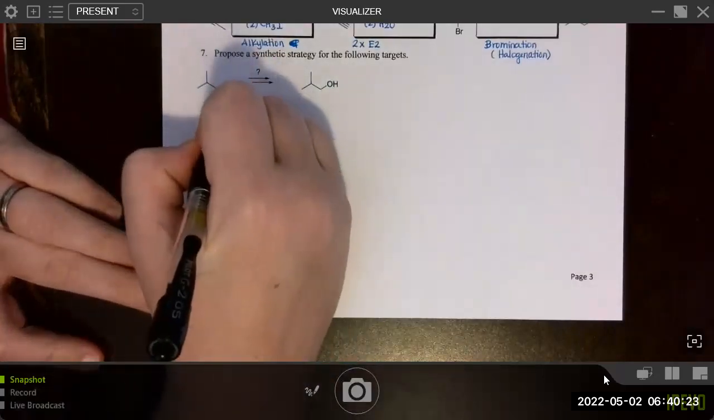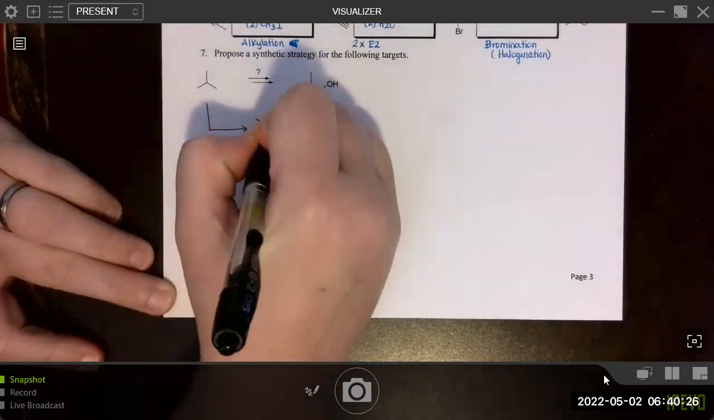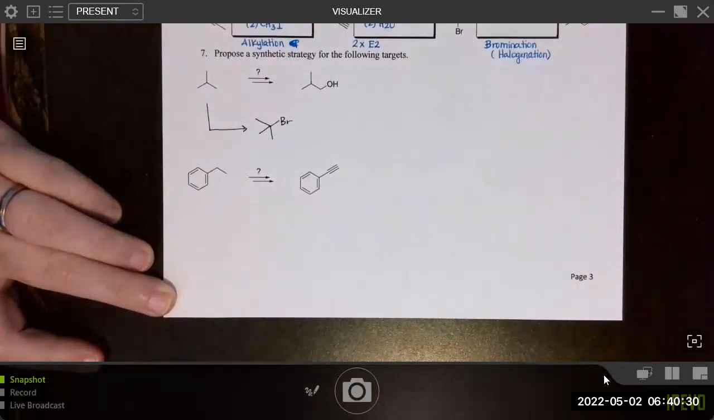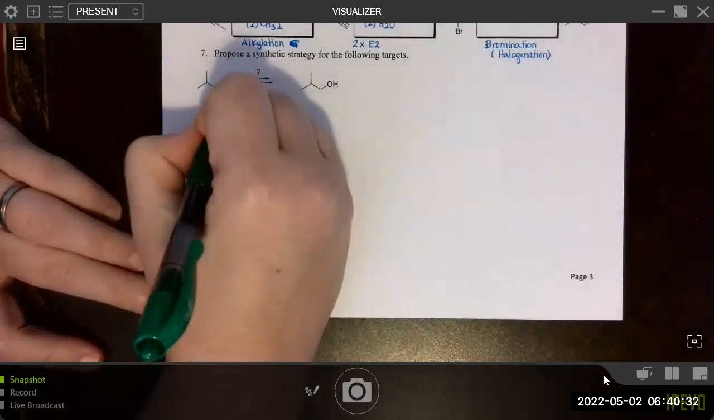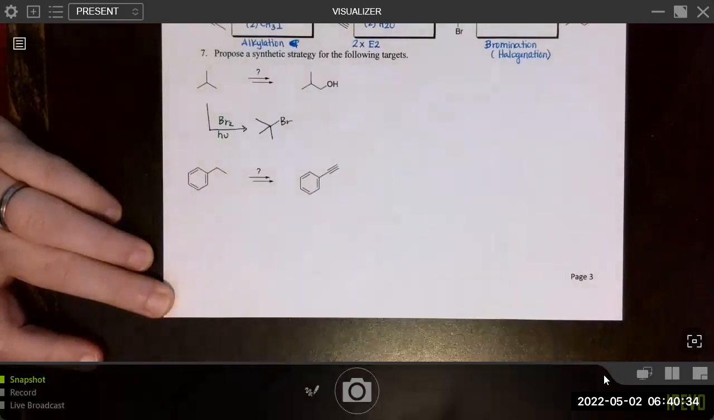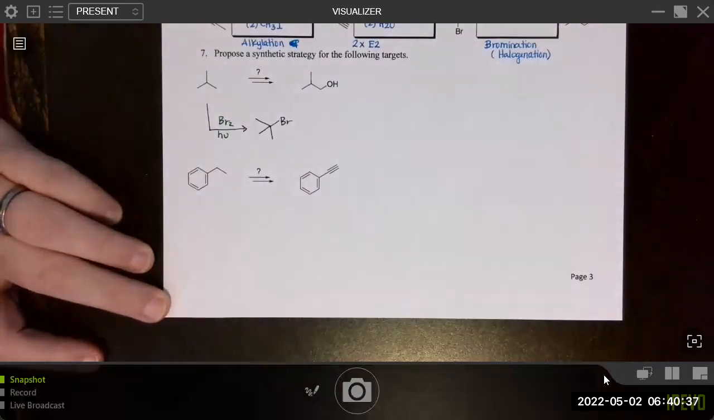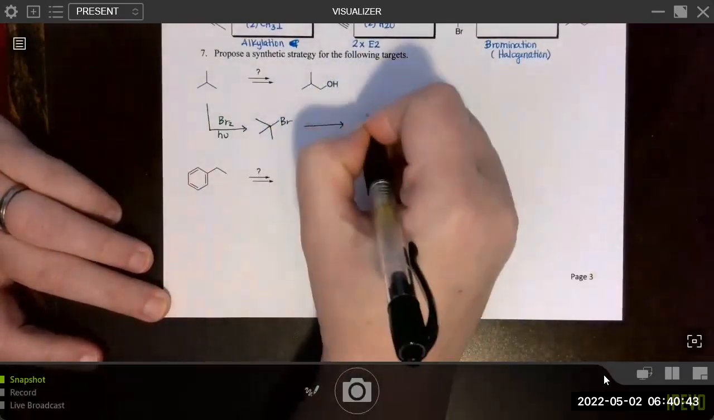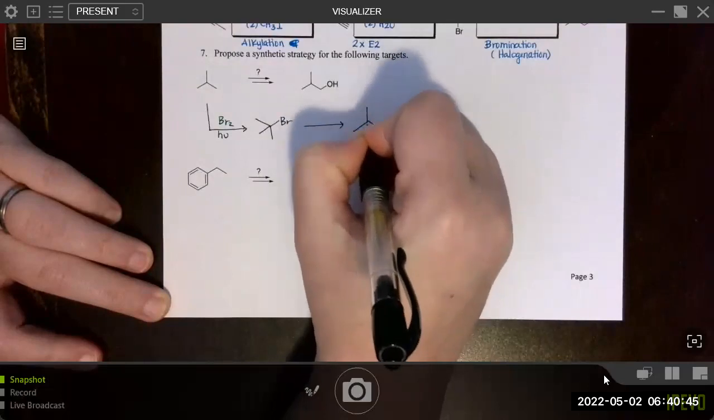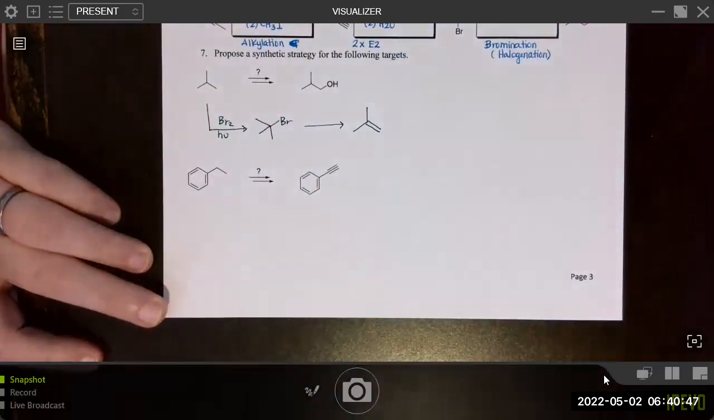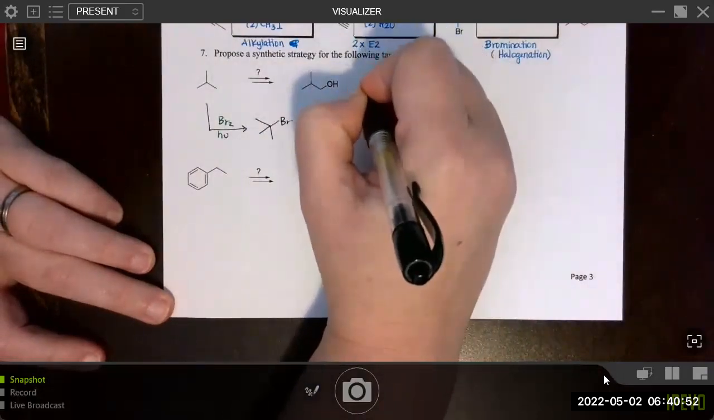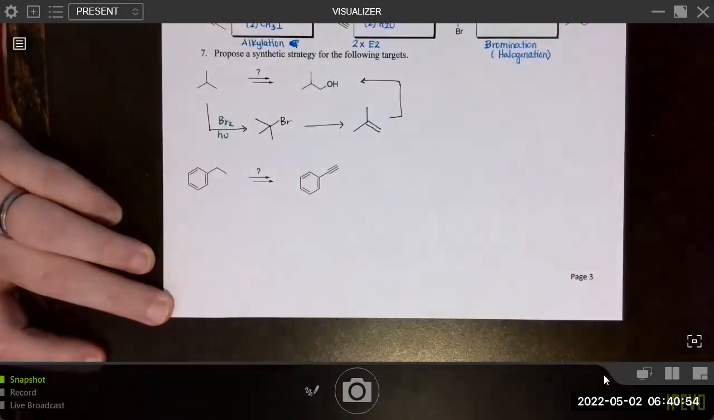So starting from an alkane, there's only one reaction you can do, and that is a radical halogenation. So we'll go ahead and add Br2 and light, and that bromine will go on the most substituted position. From there, we need to eliminate. We want to get the elimination so that we can do an addition reaction to get to the final product.